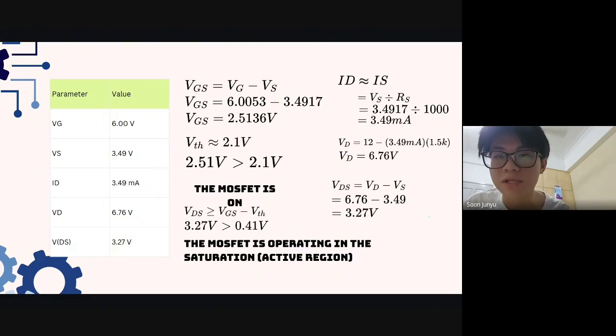And the next step is we need to find the VDS, and the VDS is basically just the VD minus the VS. So we get 3.27 volt, and we compare it with the VGS minus VTH, the value that we get just now, and we prove that the VDS is larger than the VGS minus V theory, and the MOSFET is operating in the saturation active region.